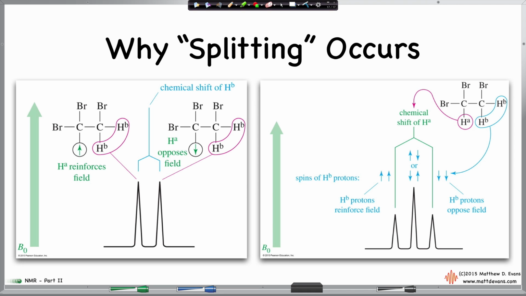Now, I stare at these pictures over and over again. I'm going to warn you right now that sometimes it's really hard to understand these pictures, but this is what we need to do to explain splitting. So if you don't quite get this, not a big deal. But here's a molecule. This is a typical molecule when studying splitting patterns.